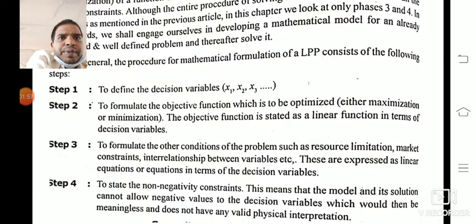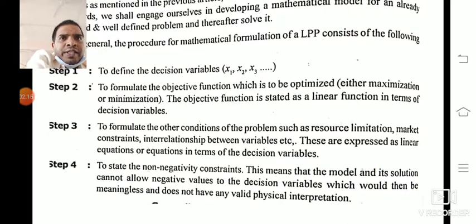Then the third step is to formulate the other constraints, subjected to the resource limitations and market constraints. These are the other conditions. Next, to state the non-negativity constraints: whatever x1, x2, x3 values you are going to find out, those values are always greater than or equal to 0.